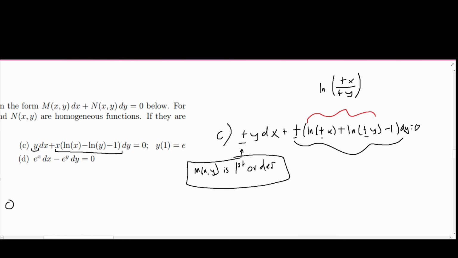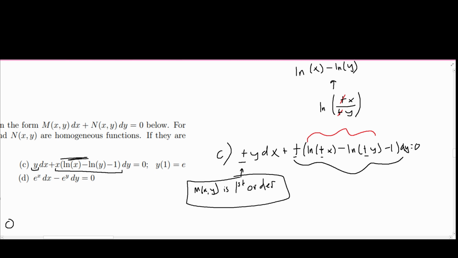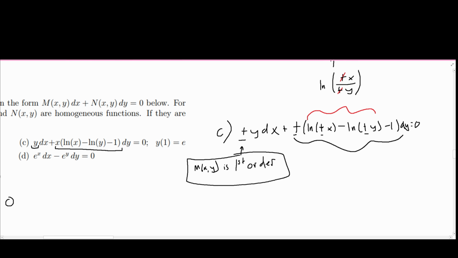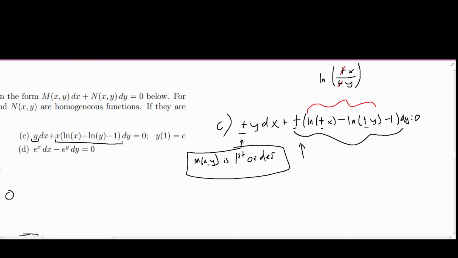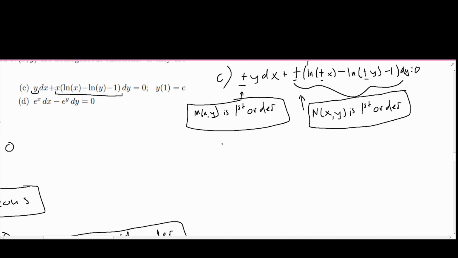If this was a plus, it would be t x times t y. But since it is a minus, it is t x over t y. Doing this, we can see that the t's cancel out. This would return ln of x minus ln of y, which is exactly the same as right here, which is what we started out with. Meaning that n of x is also first order, meaning this is a first order homogeneous function.